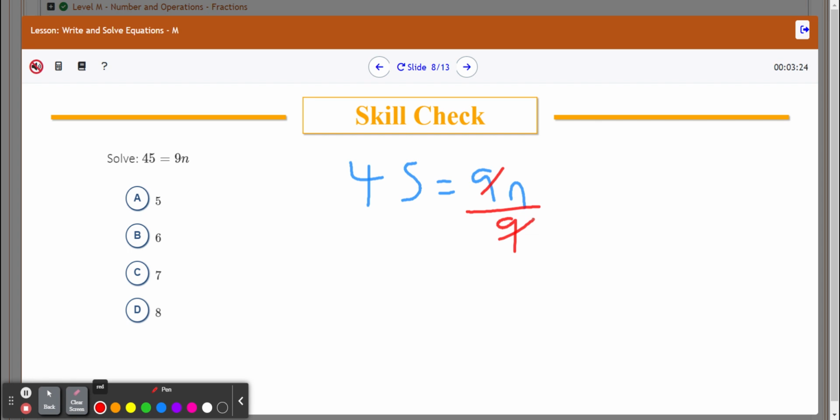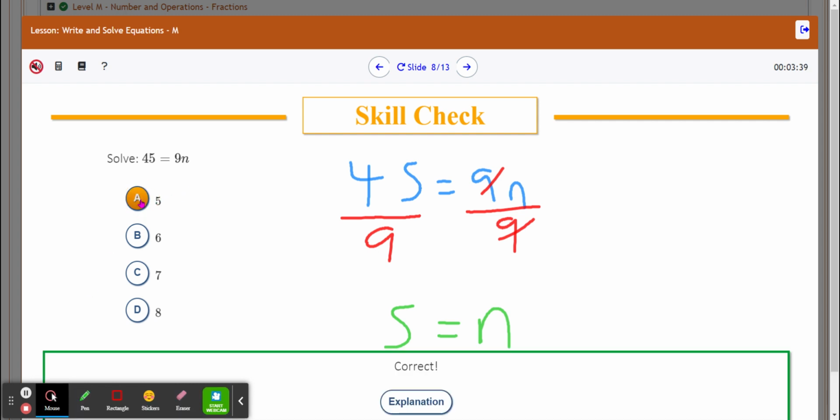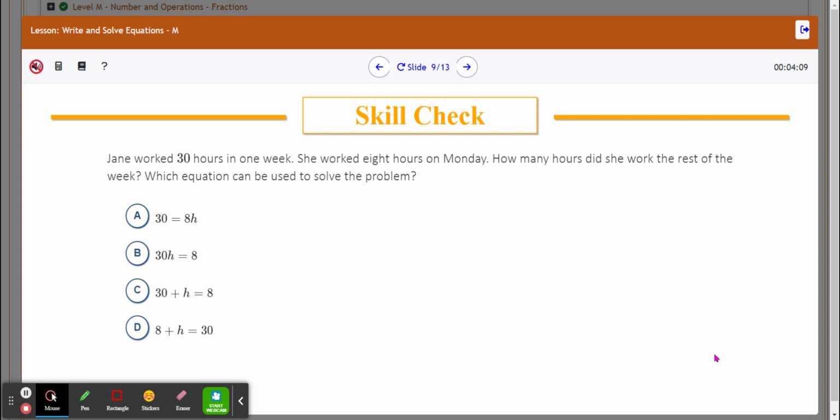Well, if I divide the right side by 9, I got to divide the left side by 9 also. So now I've got my n isolated because I did the 9 divided by 9. And now on the left side, 45 divided by 9 is 5. So now that it's isolated, it's telling me that 5 equals n. Let's look at another problem.